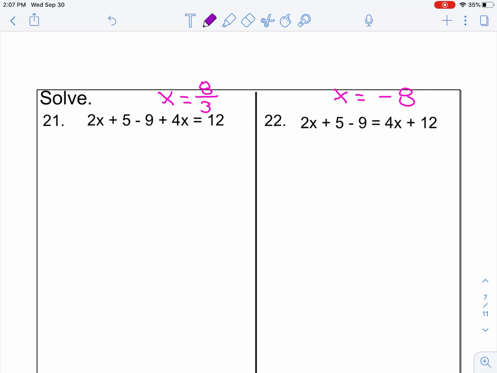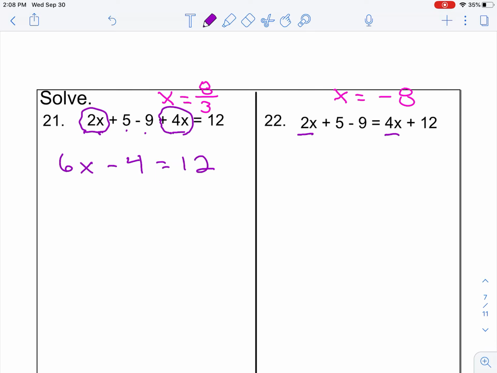Solving. When you solve, okay, first thing you do is look for any like terms, but those like terms have to be on the same side as the equal sign. If you notice in this second example over here, they are on opposite sides, so I cannot combine them until I move one to the other side. But going back to 21, I'm going to combine like terms. 2x and 4x gives me 6x. These are also just plain old numbers, so 5 minus 9 is -4.